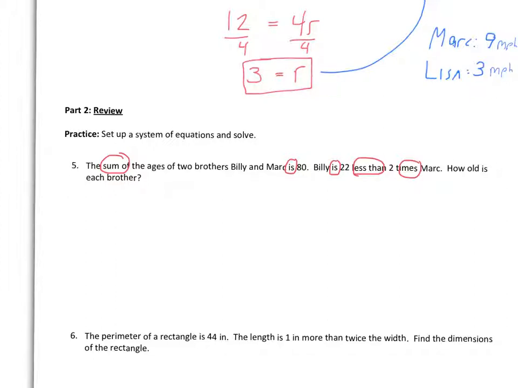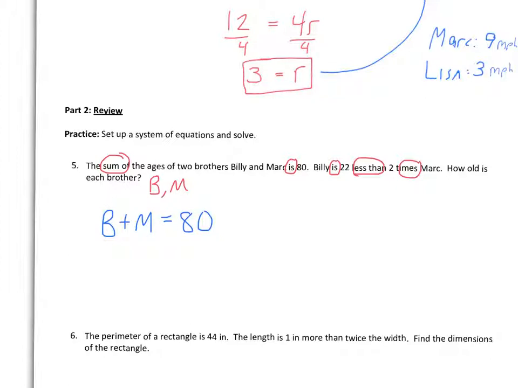So 2 brothers, we got Billy and Mark. So we're going to use B and M. All right, so the sum of the ages of two brothers of Billy and Mark is 80. So what is the first equation going to be? The sum of the ages of two brothers is 80. Antonia. Good, Antonia. So we have Billy plus Mark is 80.